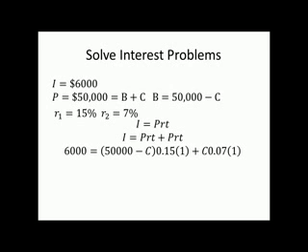So our $6,000 gets plugged in for interest. Our $50,000 minus C gets plugged in for one of the principals. We make sure that we use the appropriate rate for that. That $50,000 minus C is how much she's going to invest into the bonds. So I make sure I use the bond percentage rate. And then C is multiplied by the 0.07 for the 7% for the CDs. The 1 is plugged in because it's 1 year for both investments. She needs to earn that $6,000 in 1 year.